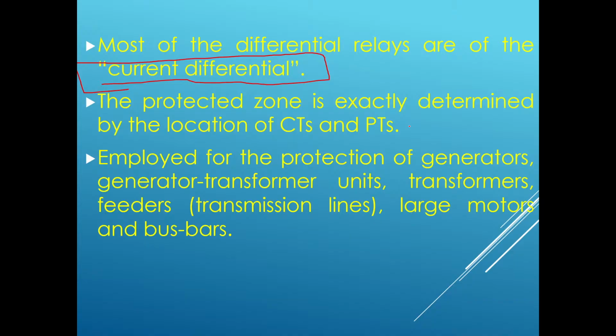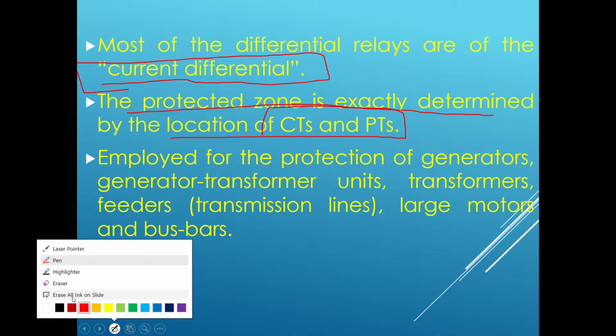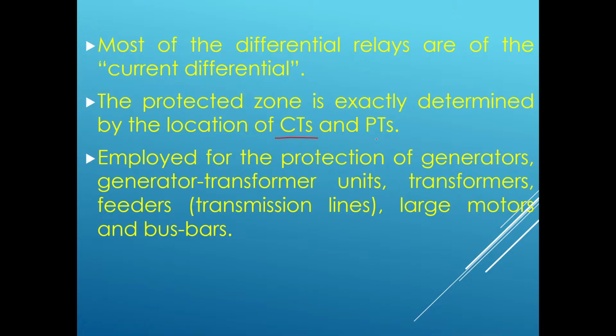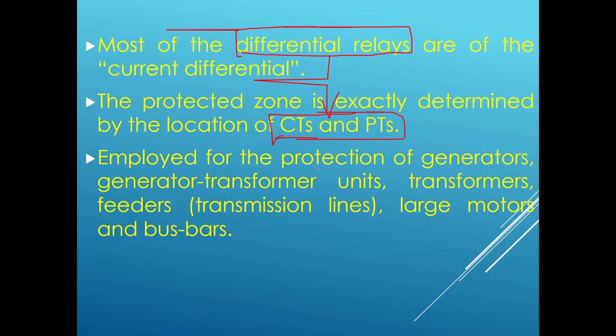Okay. So the protected zone is exactly determined by the location of the CTs and PTs. This differential relay will always have current transformers or potential transformers which will decide the boundaries of the operation of this relay. Its operating boundaries, from which location to which location this differential relay will operate, will always be decided by the location of the current transformers and potential transformers.